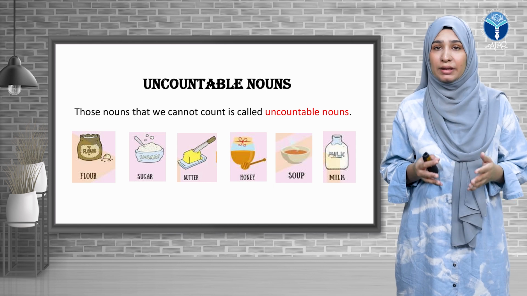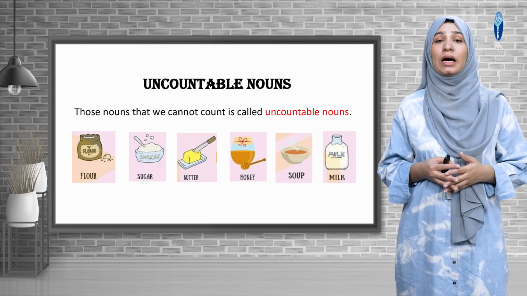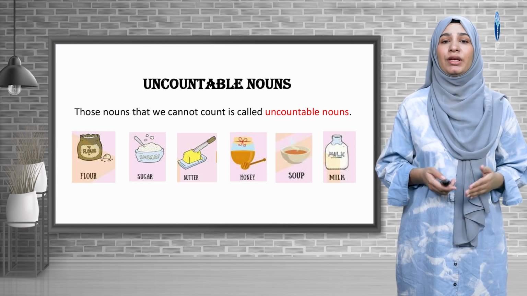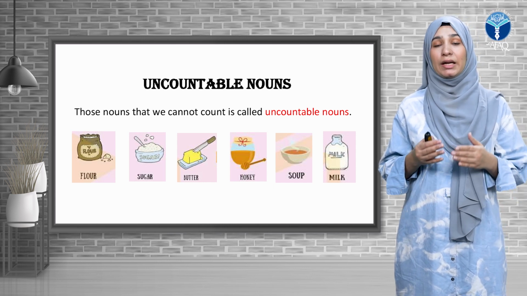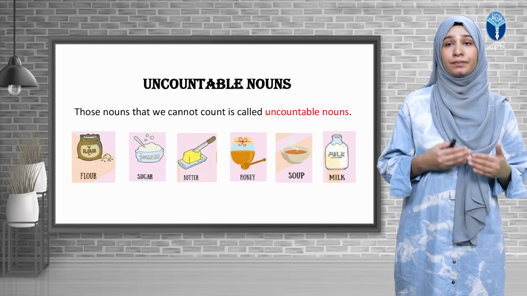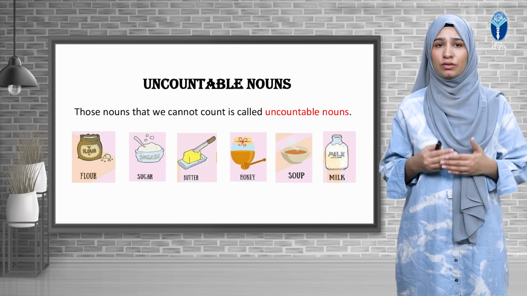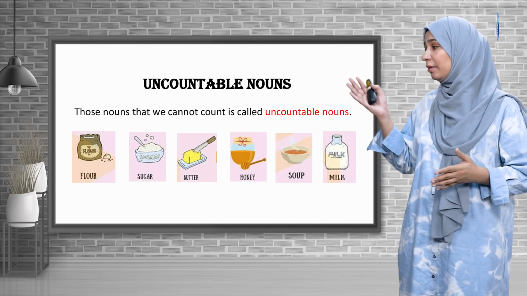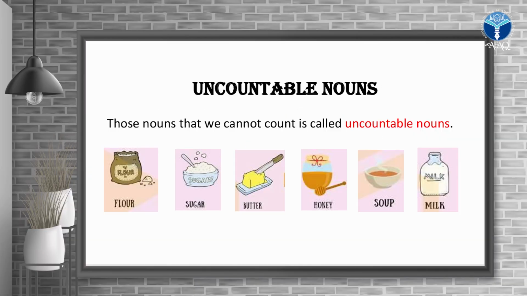Then we have uncountable nouns, and from the word uncountable you could understand that uncountable means something that we cannot count. So the nouns that we cannot count are called uncountable nouns. Flour, sugar, butter, honey, soup and milk are uncountable nouns and we cannot count them.